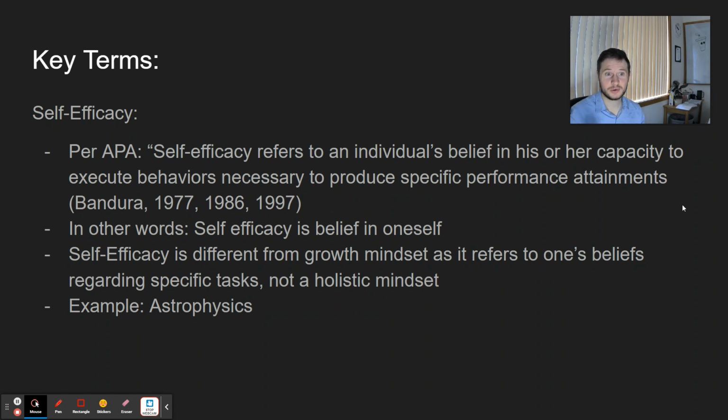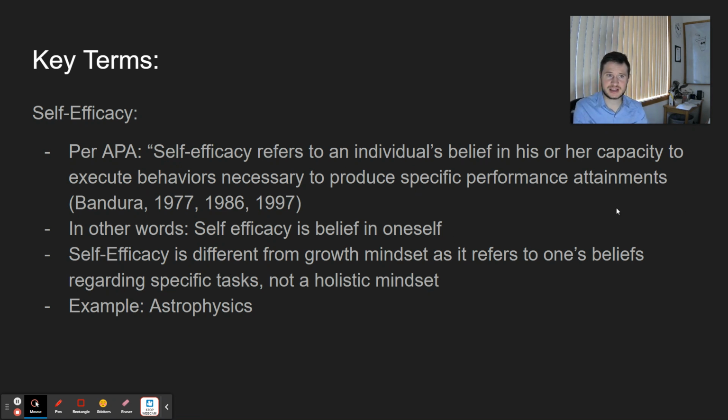The growth mindset is like this holistic, overarching belief in oneself. If I do the hard work, I can do anything. It's the belief that with the right attitude, I can do whatever I want. I'm capable of everything in this world. Success can't slow me down. Self-efficacy is more like, I can study really hard and pass this test. I can work really hard and complete this paper. It's looking at those specific performance attainments. It's still belief in oneself, but it's in a specific thing. So yeah, it's regarding a task, not a holistic mindset.